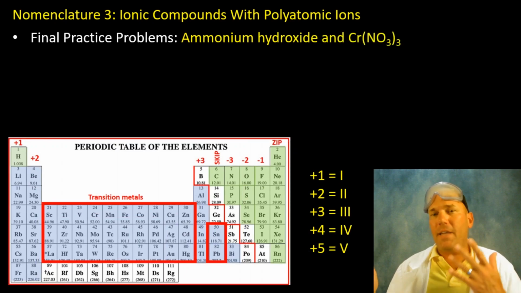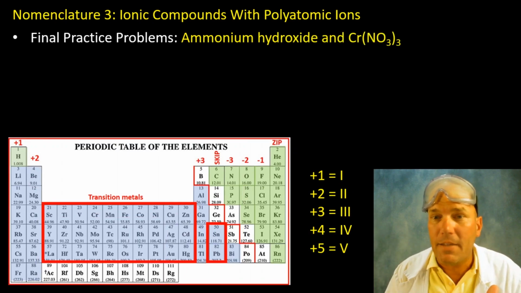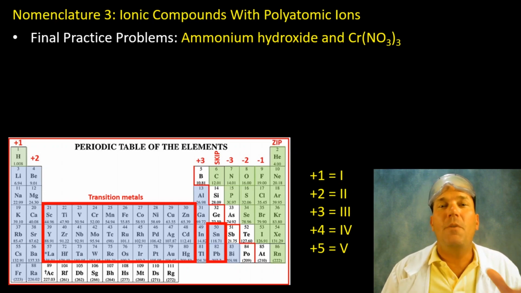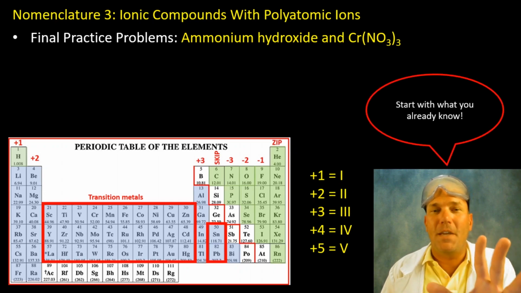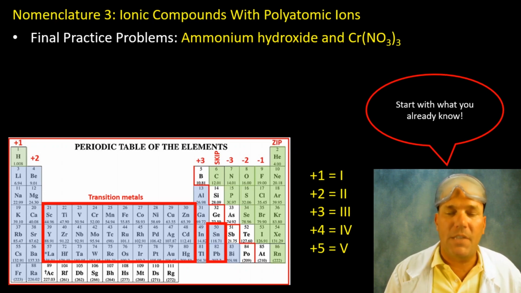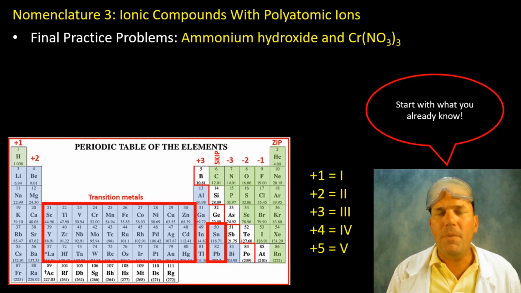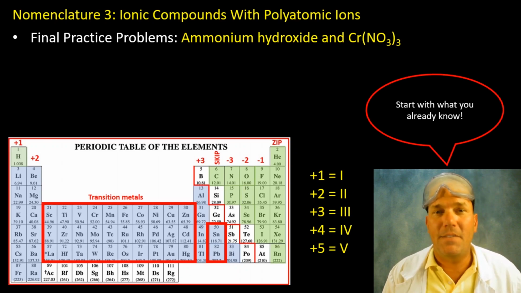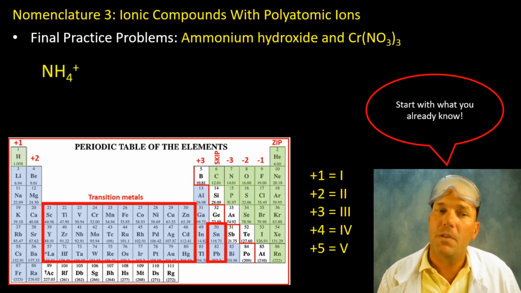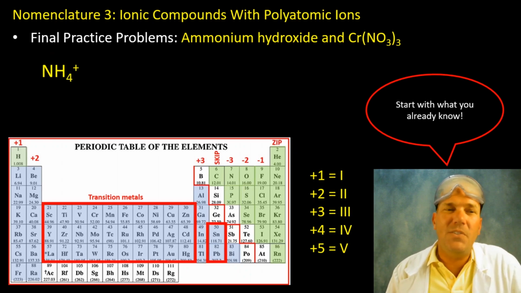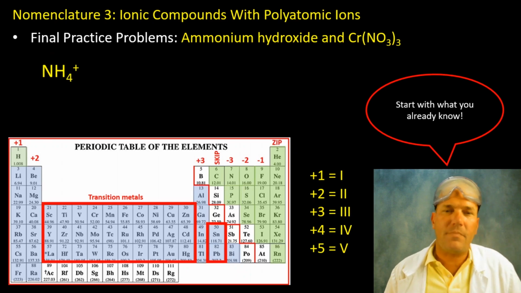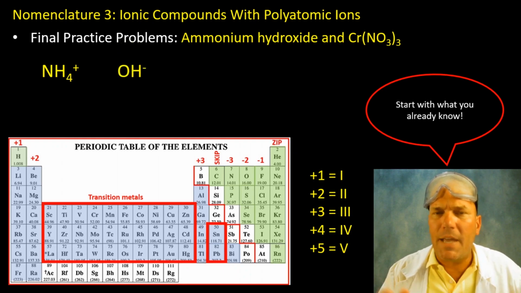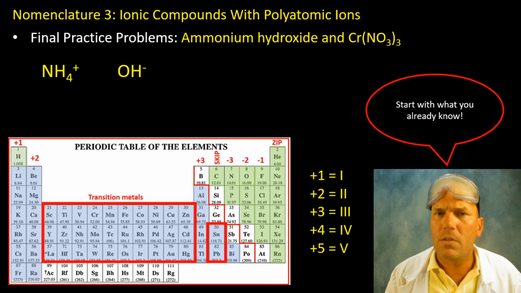Ammonium hydroxide and, whoa, what is that? Well, we're going to start with what we know and work from there. Okay, first, ammonium hydroxide. Ammonium, as you know, is one of your polyatomic ions. In fact, it has a positive charge. So it kind of stands out. A lot of students know ammonium. Hydroxide, whoa, that's also a polyatomic ion with a -1 charge.